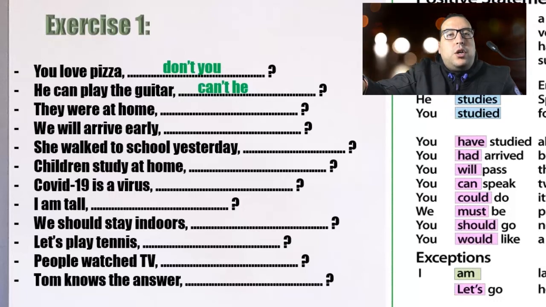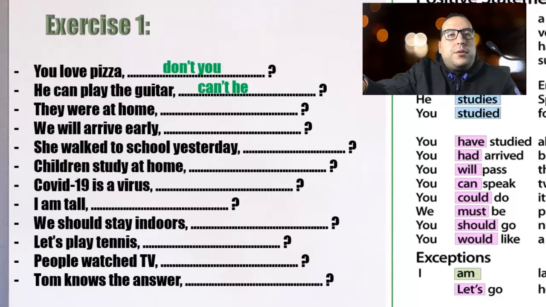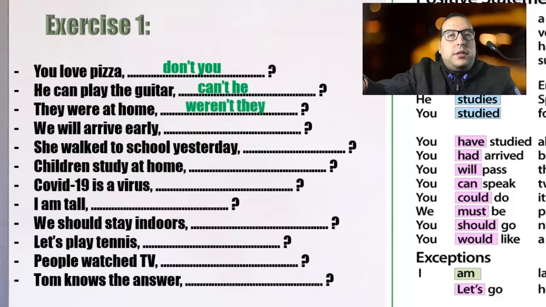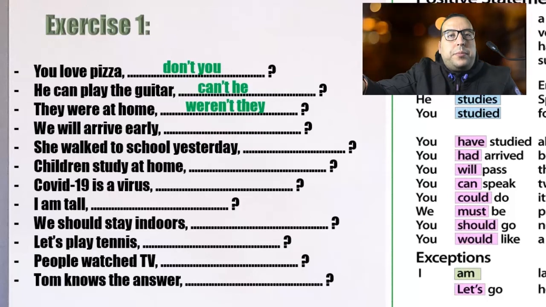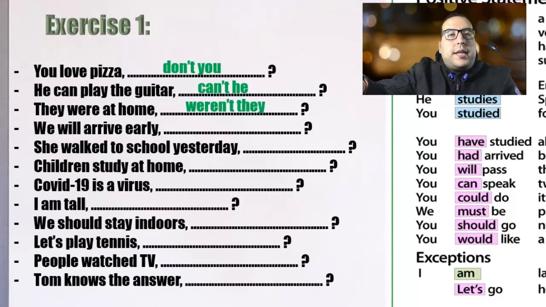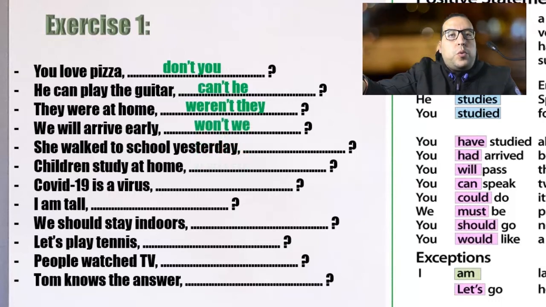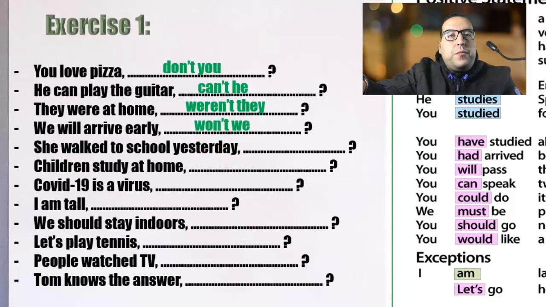They were at home. Which kind of verb is this? Of course, it's the verb to be in the present or past. Yes, in the past. So we give the opposite form plus the subject or the person. We will arrive early. Here we have will and arrive, which means will is a modal. In this case, we give the opposite form of the modal, which is won't. We will arrive early, won't we?